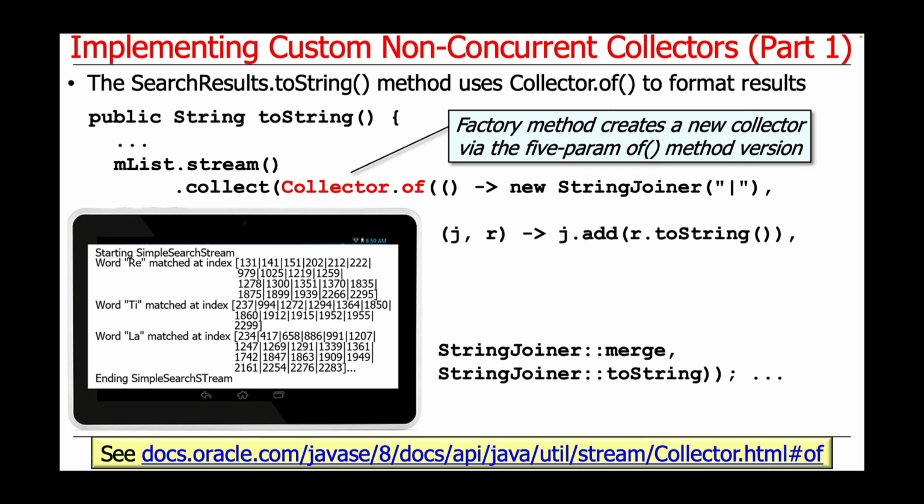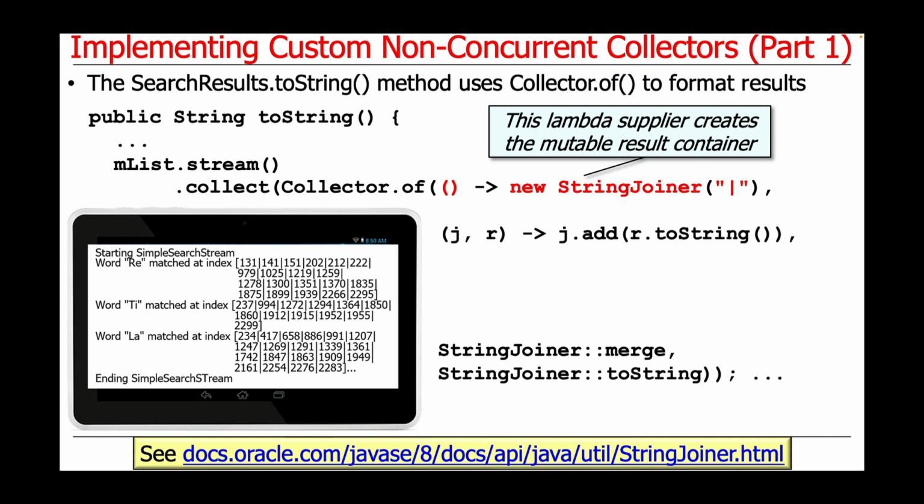So Collector.of, we're going to give it the supplier. In this case, the supplier is going to be a factory method that creates a new StringJoiner. A StringJoiner is a utility class or a helper class in Java that's used to join strings together by indicating what should go between the strings whenever they're joined. And we're going to put the vertical bar, just as you can see here, where we have vertical bars separating the indices in the various word match locations. So we make a new instance of StringJoiner.